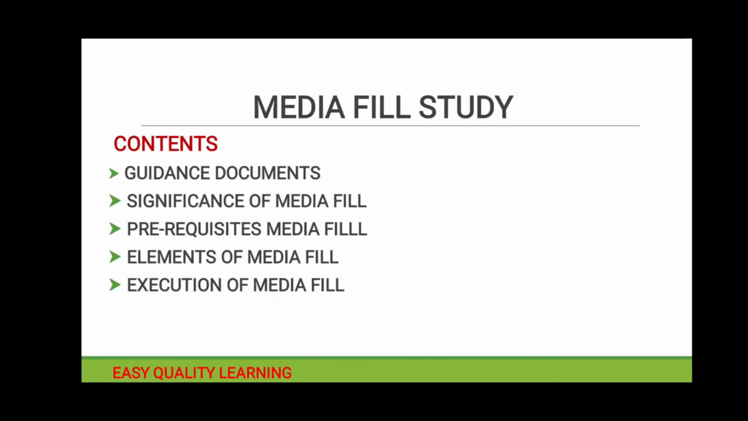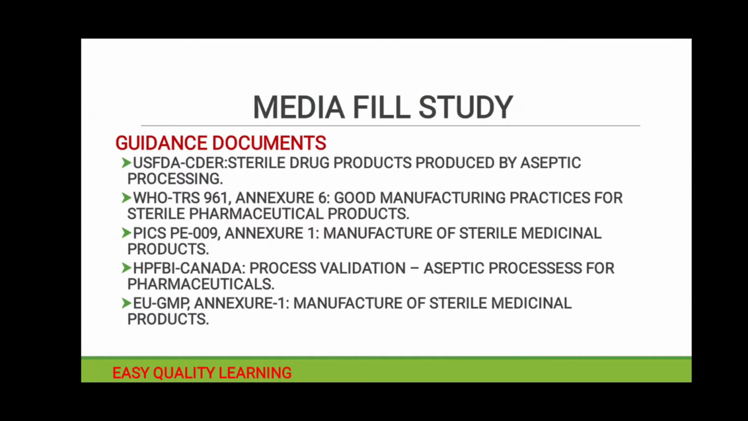So first we will see what are the guidance documents which are available for this particular activity. First guidance is the US FDA CDER guidance, sterile drug products produced by aseptic processing. So this is US FDA guidance, and in this the different parts of aseptic drug processing are given, in which aseptic media fill is also mentioned. Then the second one is WHO TRS 961 Annex 6, good manufacturing practices for sterile pharmaceutical products. So these are WHO guidelines.